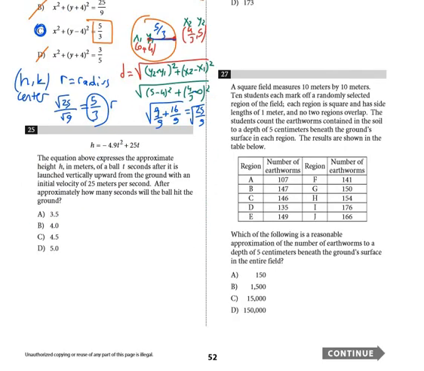Question number 25. The equation above expresses the approximate height h in meters of a ball t seconds after it's launched vertically upward from the ground with an initial velocity of 25 meters per second. After approximately how many seconds will the ball hit the ground? So the function is given, this is a negative quadratic equation, which will look like this. And they are interested in the point where the object hits the ground, which means we are going to find the x-intercept. So this x2, we're going to find the second x-intercept. The object is going upwards and falling down, hitting the ground. So this is the graphical interpretation. You can solve this question either algebraically or graphically, because you have a graphing calculator as well. I'm going to show both.